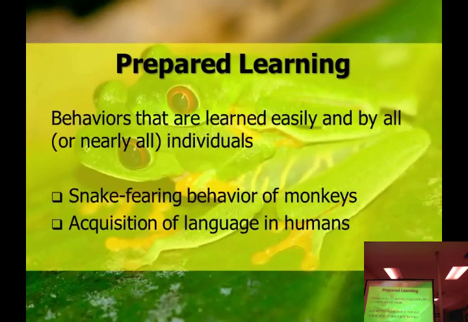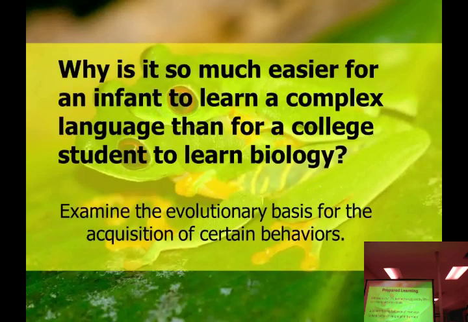So in prepared learning, behaviors are learned easily and by all or nearly all of the individuals. If you think about being fearful of snakes, that helps monkeys to be able to survive. Humans learn to speak very easily. The acquisition of language in humans is something that we are prepared to do. Babies start babbling, and then once they start, they never stop, as you will see from that one in there. So acquiring language in humans is very easy.